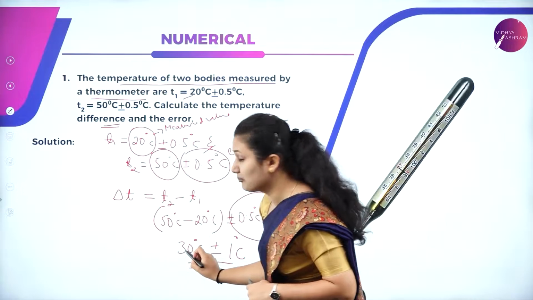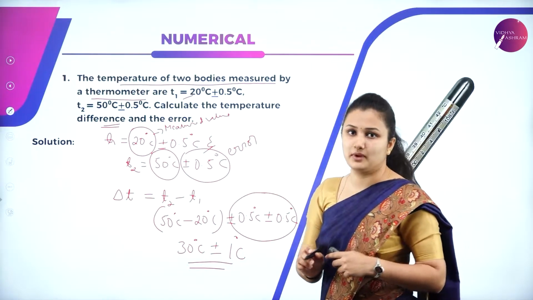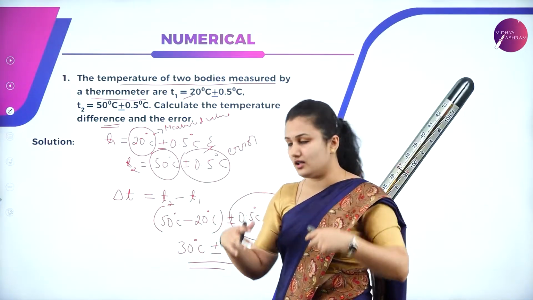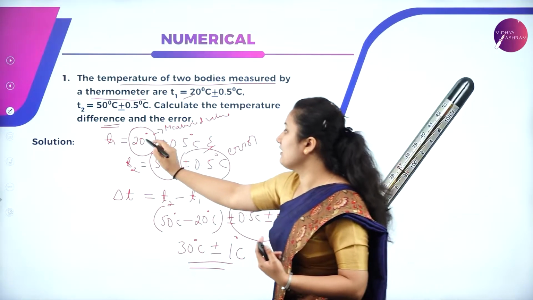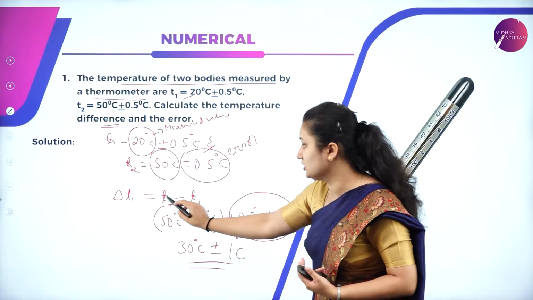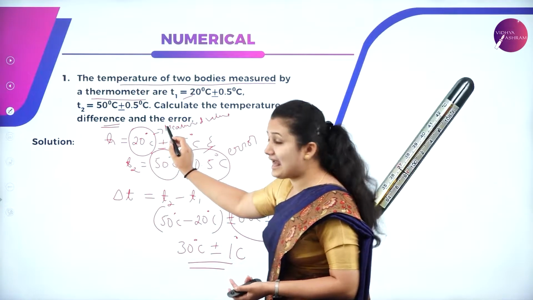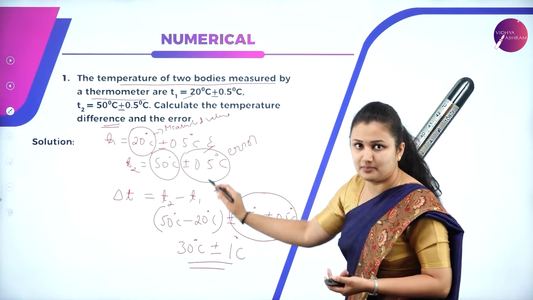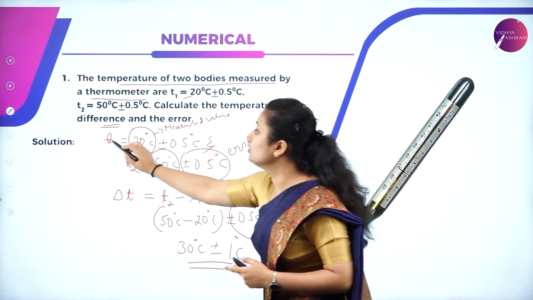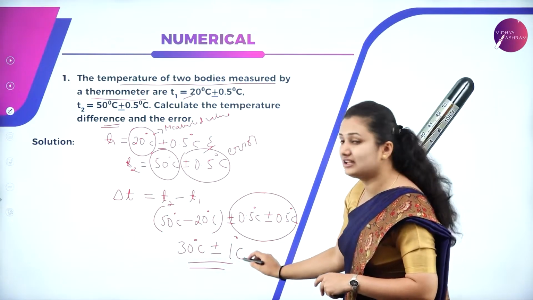I found out the temperature difference and also the error in the measurement. This is how you understand the numerical and try to solve it by yourself. Given two temperatures, they have asked you to find the temperature difference. T2 minus T1 gives me delta T, that's the difference in temperature. But the error always adds up. The final error is the sum of absolute error in the two individual quantities. So summing up the two errors, I have got 1 degree Celsius.